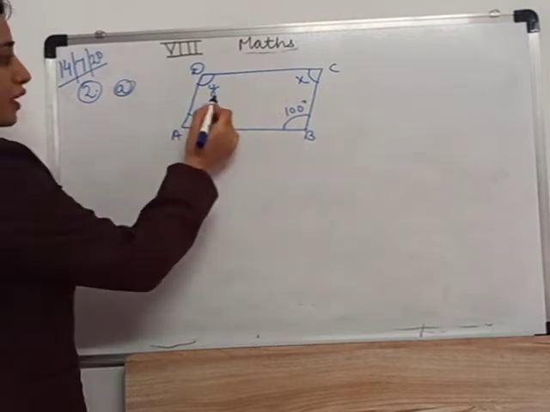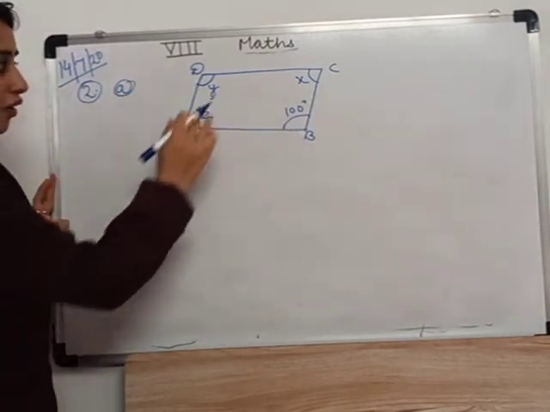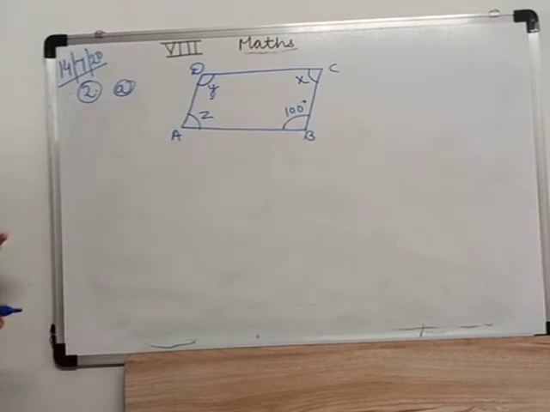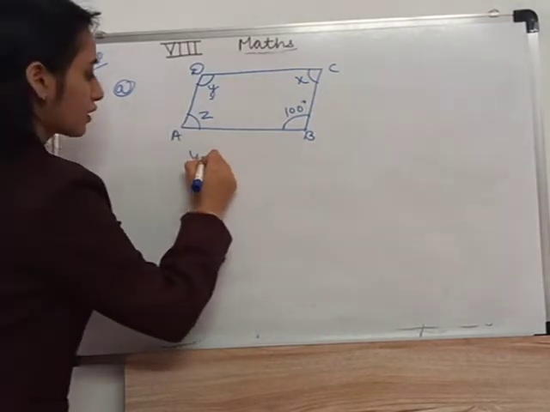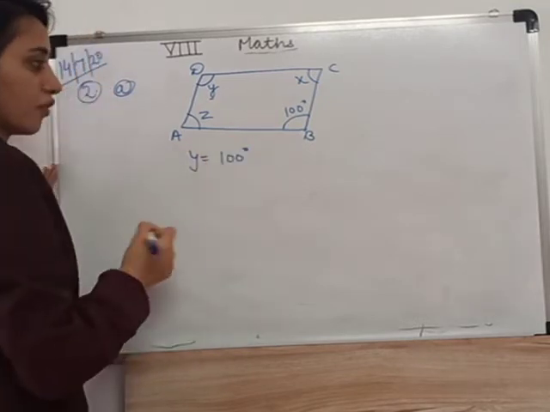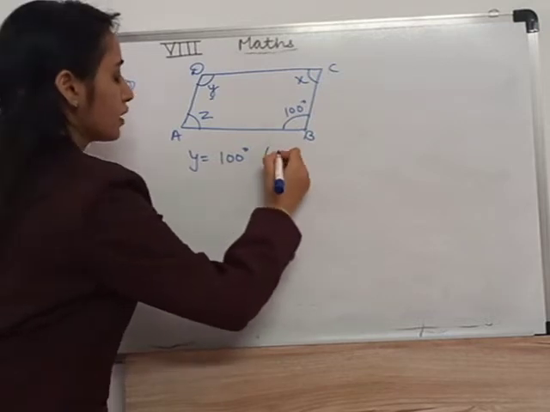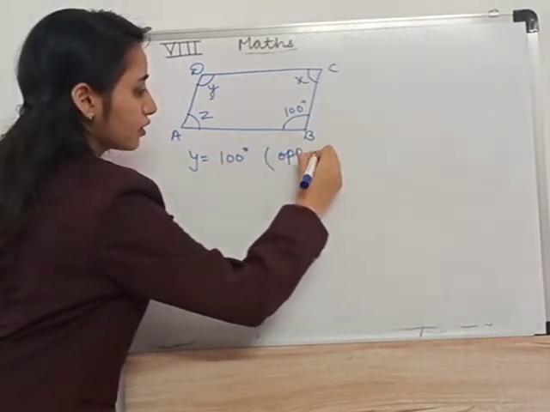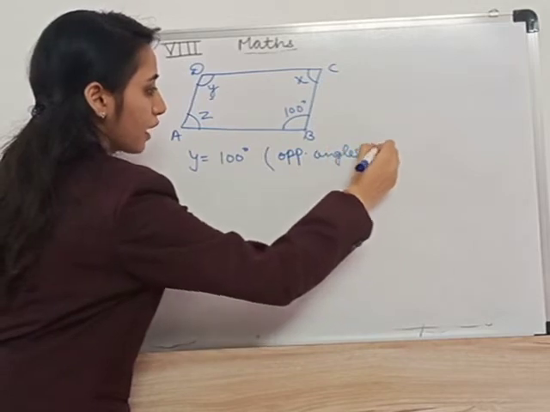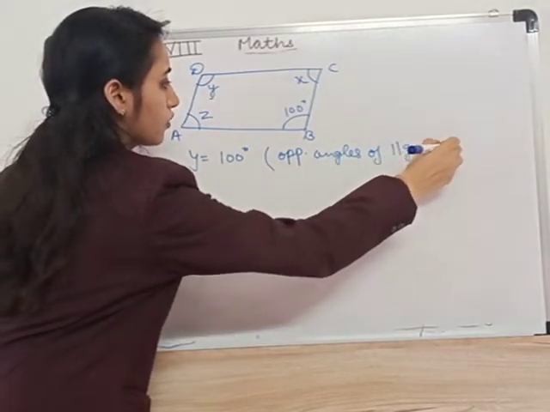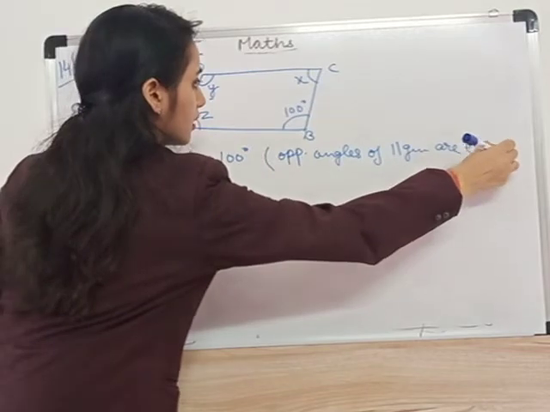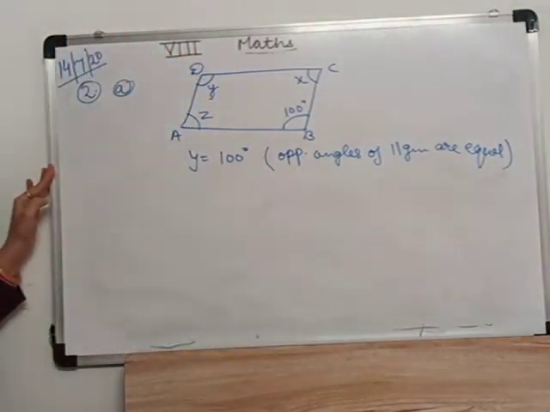How? See, these are opposite angles. y is equal to 100 degrees. These are opposite angles of a parallelogram, so we can write y is equal to 100 degrees. We find the first value in a simple way. These are opposite angles, since opposite angles of a parallelogram are equal. This is the reason. Okay.